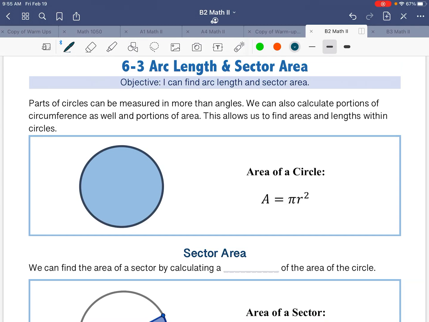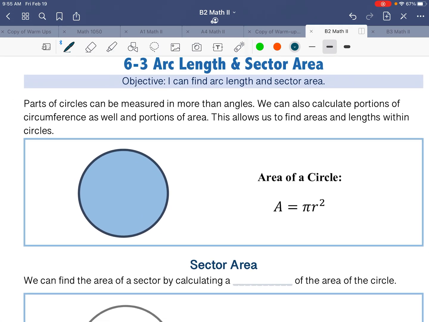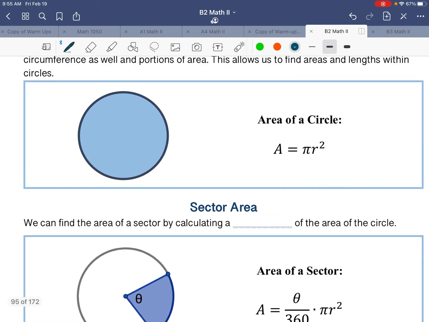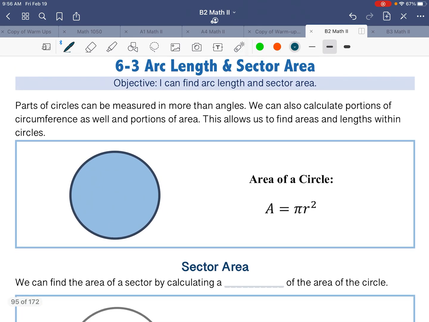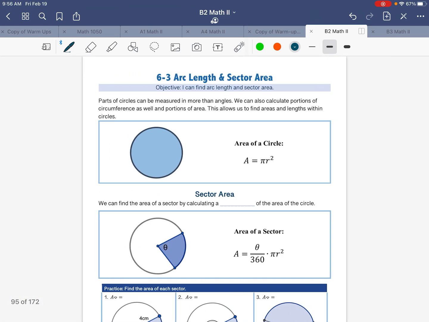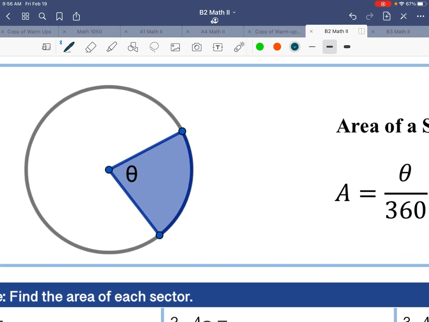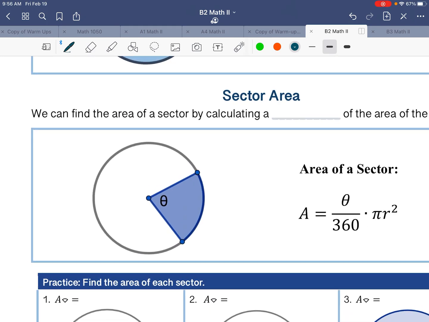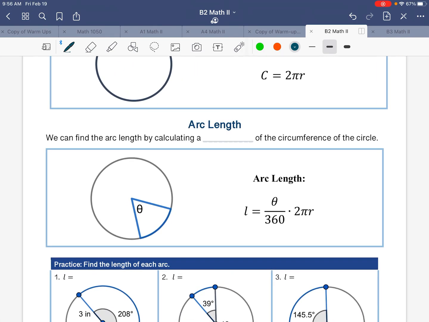All right, so this is 6-3, arc length and sector area. We can also make measurements of area and length inside of circles, and we're going to do that by basing our ideas off of formulas for the area of a whole circle and also the circumference of a whole circle. So that's where we're going today, and our goal is to find areas of shapes that look like this. They're called sectors, so like pizza slices or pieces of pie, if you want to think about that.